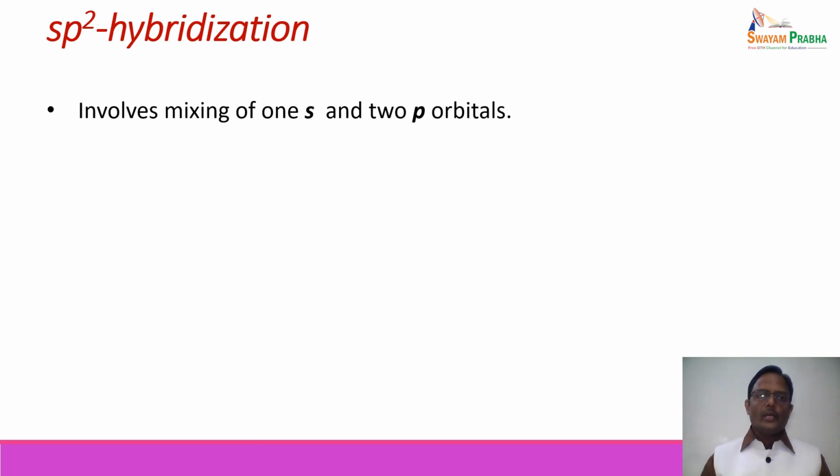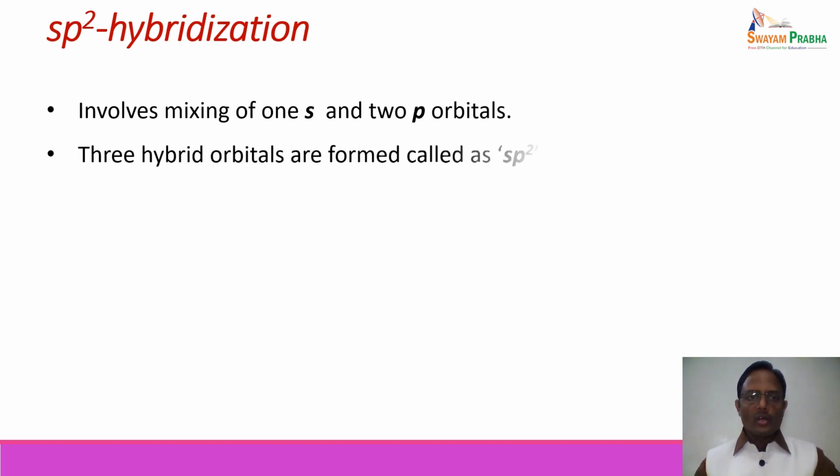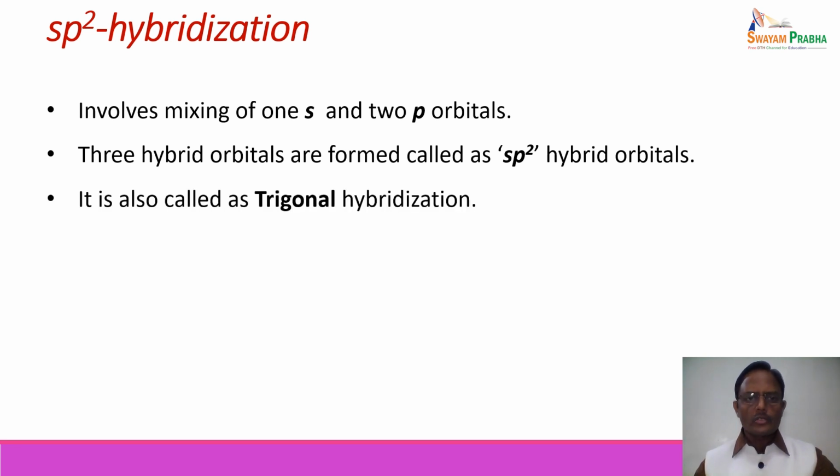Consider the second type of hybridization, that is sp2 hybridization. As the word indicates, sp2 hybridization involves the mixing of one s orbital and two p orbitals. Since three orbitals are mixing, three new orbitals are formed, and they are called sp2 hybrid orbitals, and all three orbitals will have 33% s character and 66% p character. It is also called trigonal hybridization because the geometry of the molecule formed is trigonal planar, and the angle between the orbitals is exactly 120 degrees.